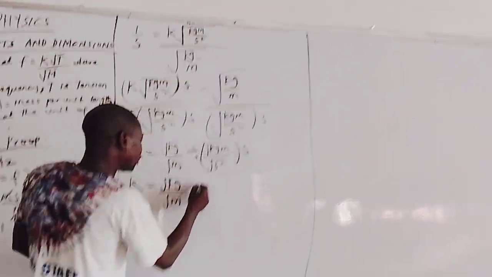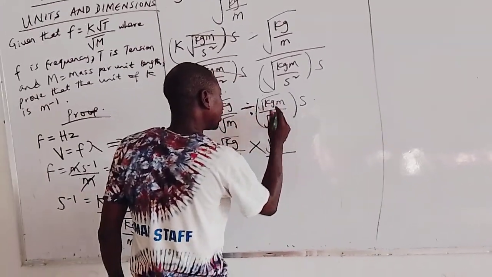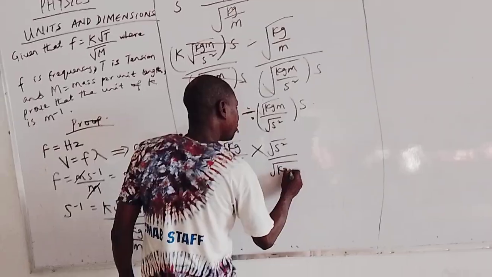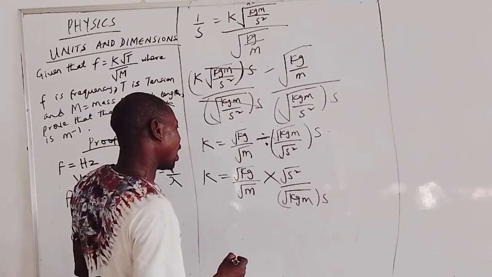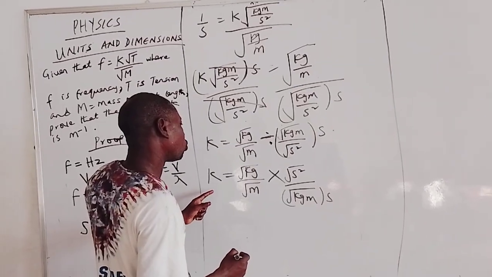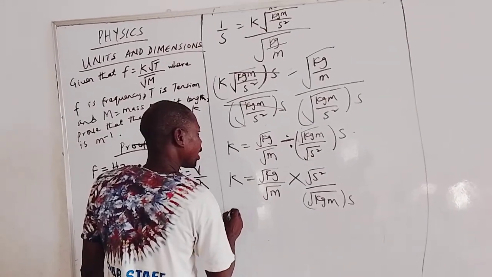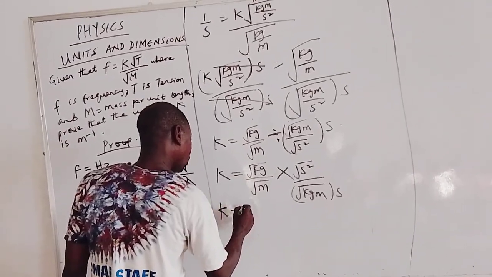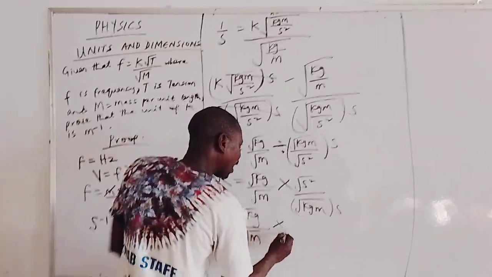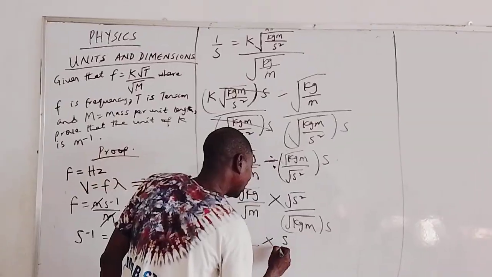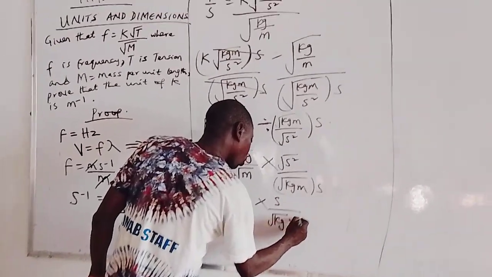Then this will alternate to multiplication. Then this goes to the numerator, root of second squared, and this comes to the denominator, root of kilogram meter. Then this also comes to the denominator. So the next line of action is to say that k is equal to root of kilogram over root of meter, then multiply by the square root of second squared, which is second, over this, which can be split as root of kilogram times root of meter.